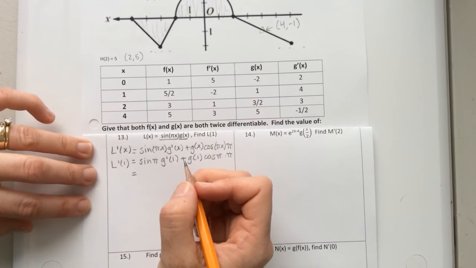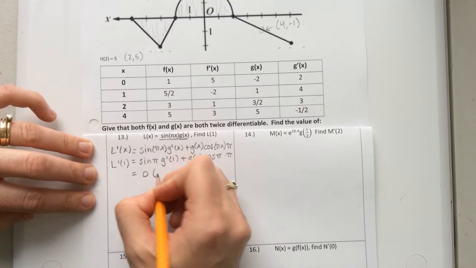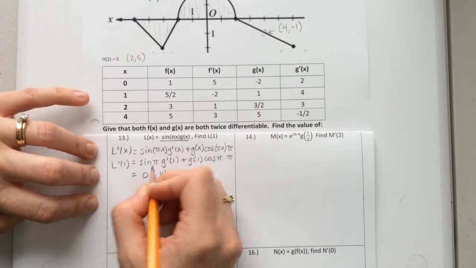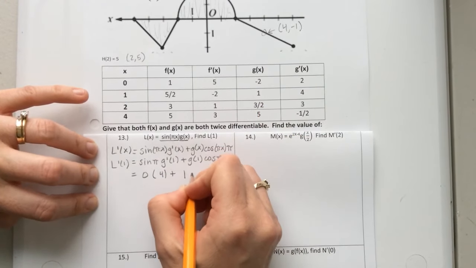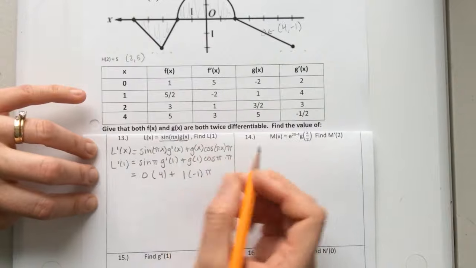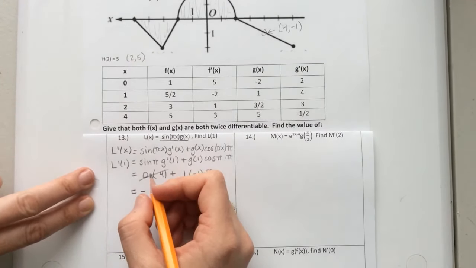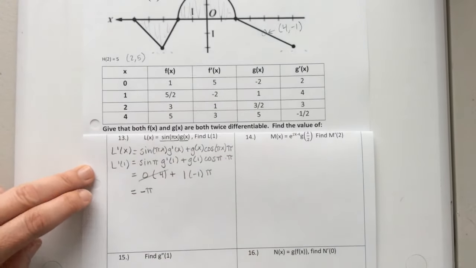So sine of pi is 0. G prime of 1 is 4, doesn't really matter because we're multiplying by 0. G of 1 is 1. Cosine of pi is -1, and pi. So this term is gone. We get negative pi as our answer.